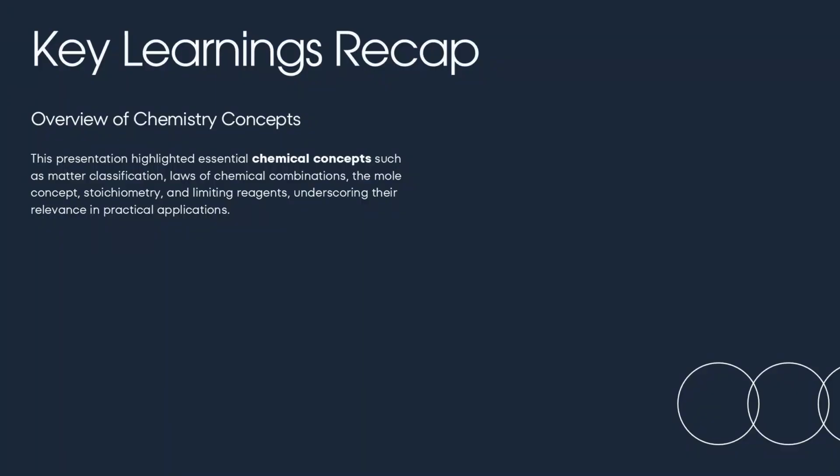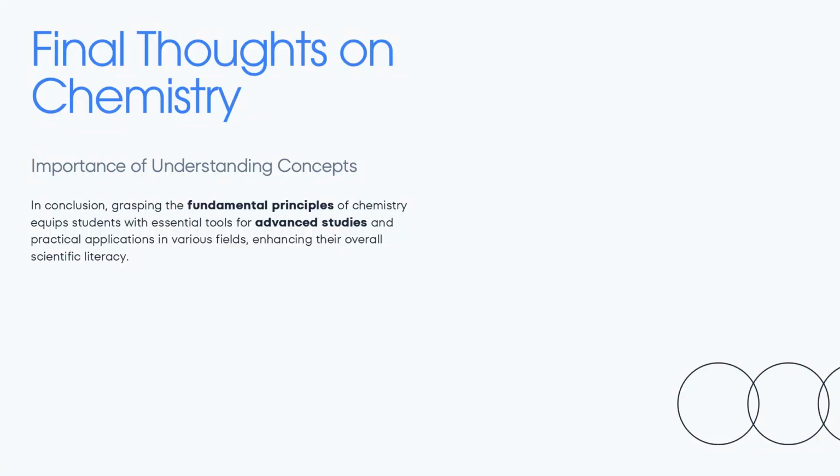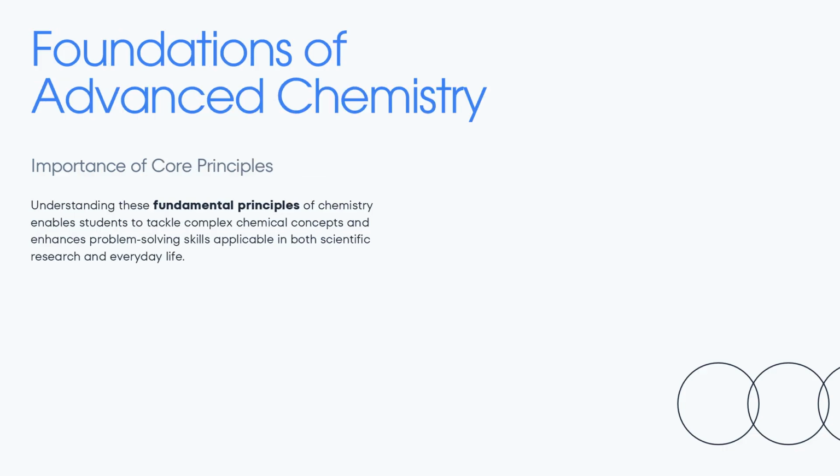To summarize, matter can be classified into pure substances and mixtures. Chemical reactions obey fixed laws. The mole concept allows us to count atoms and molecules. Stoichiometry helps us calculate exact quantities needed for reactions. If you master this chapter, many future topics in chemistry will become much easier.